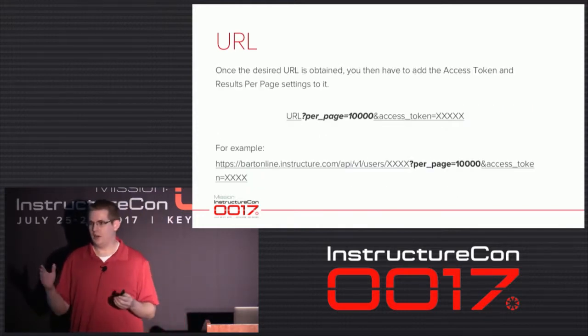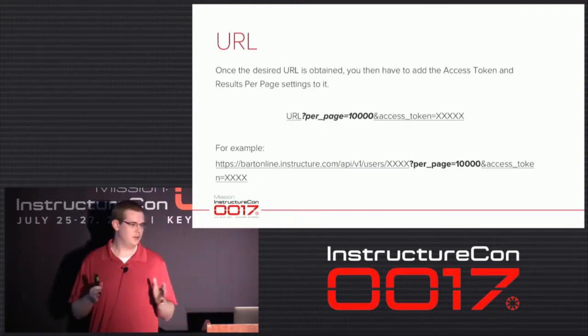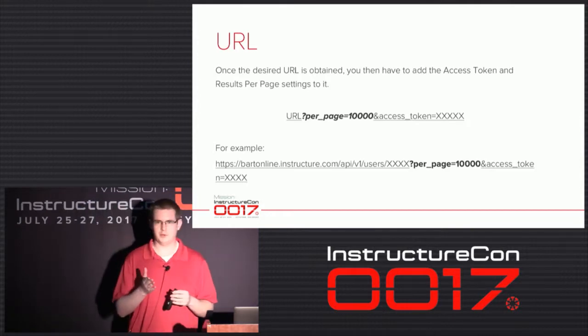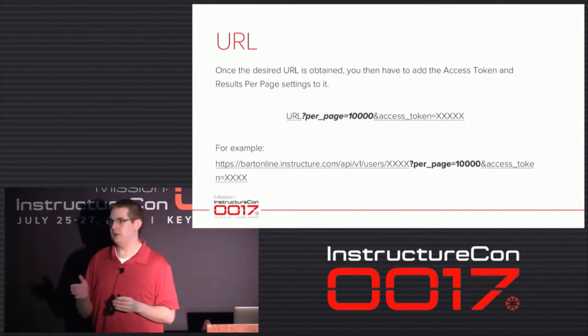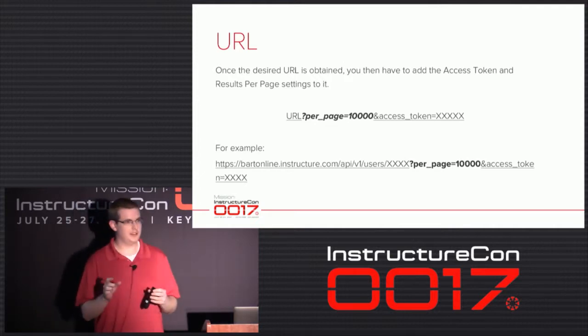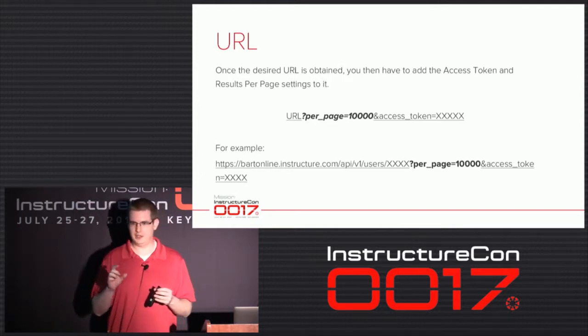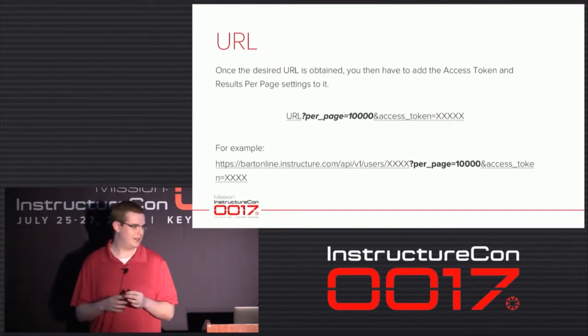So for example, when you push it all together, you're going to do the URL, and then it's going to be a question mark, and then we're going to do per page equals 10,000, and then we're going to do an ampersand, and then access underscore code or token equals, and then that access token pasted there.